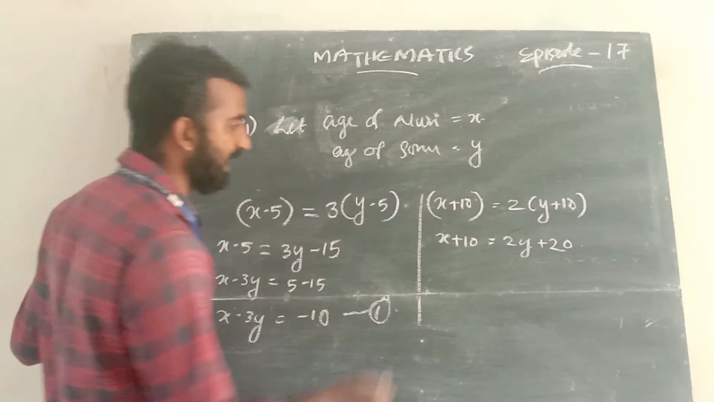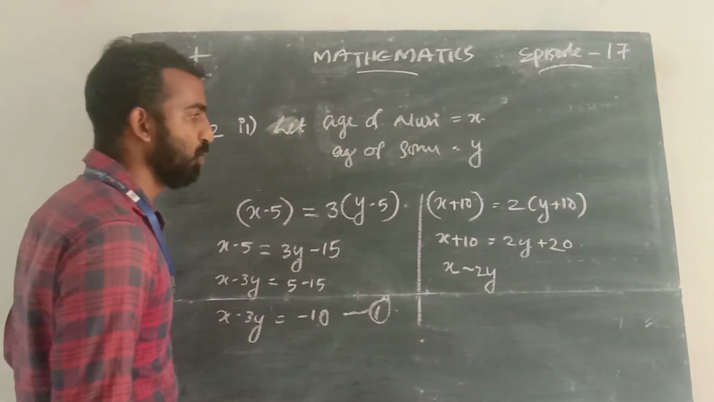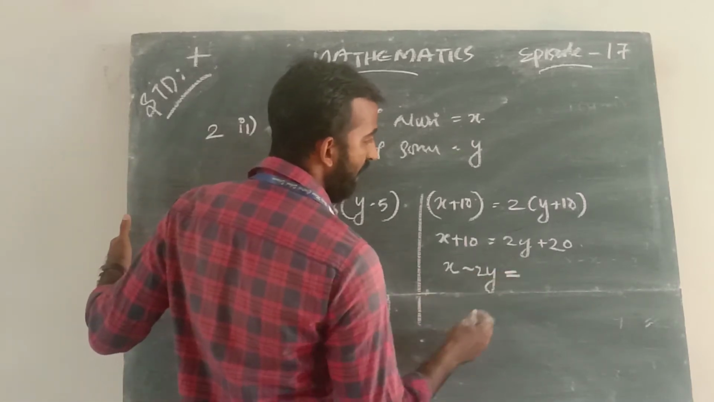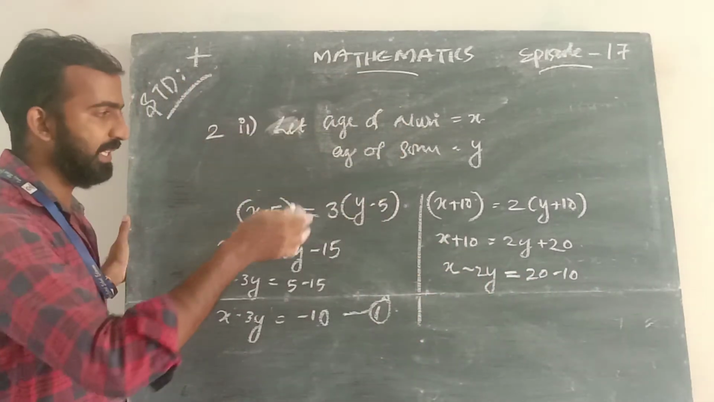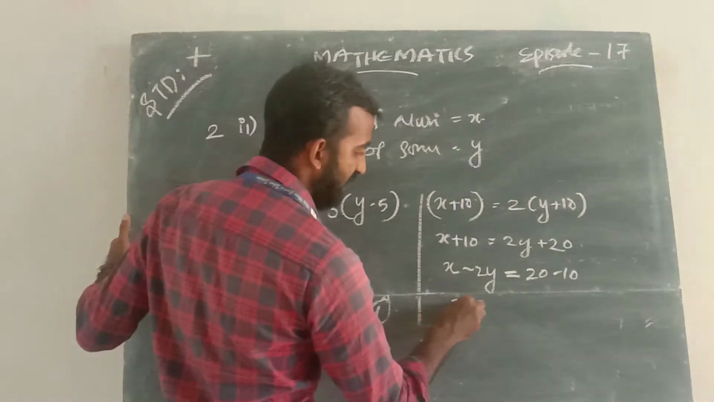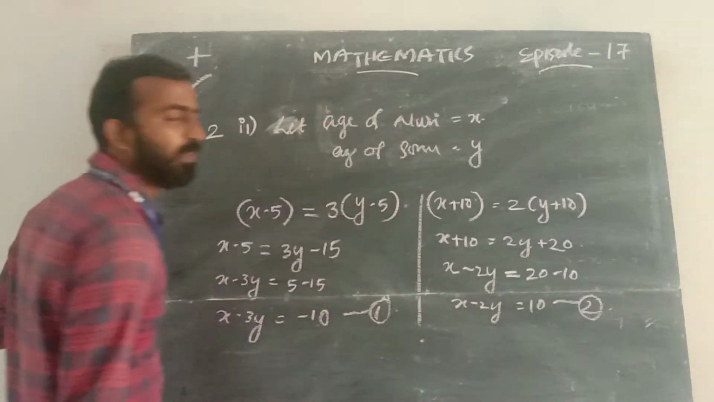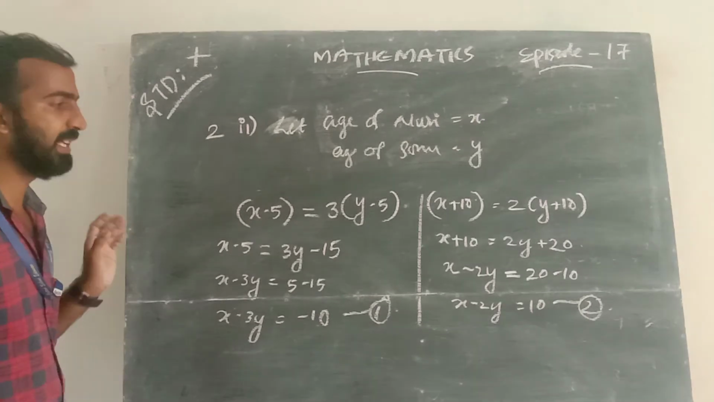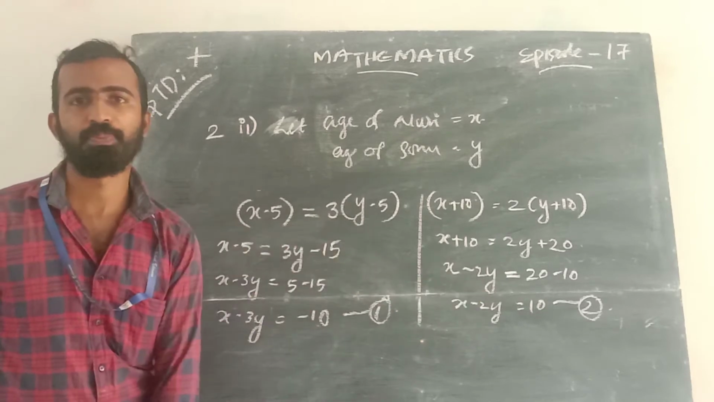That is x minus 2y equal to 20 minus 10. The 10 is going to the right side and 2y is coming to the left side. That is x minus 2y equal to 10. Yes, that is equation number 2.